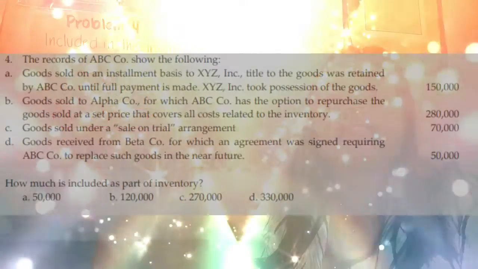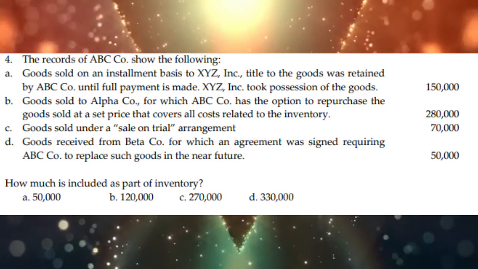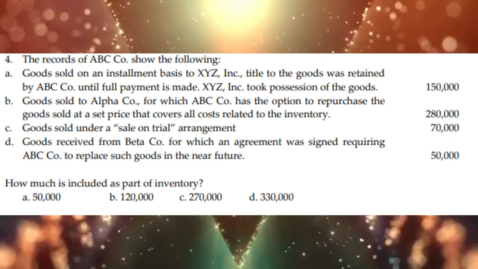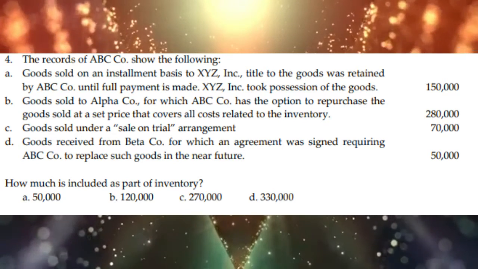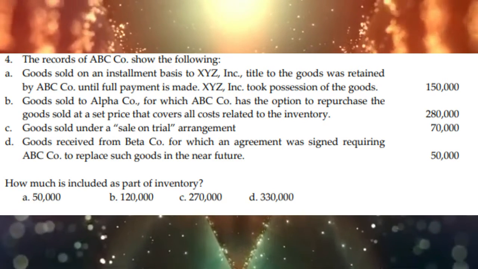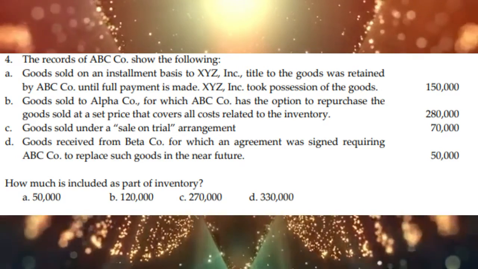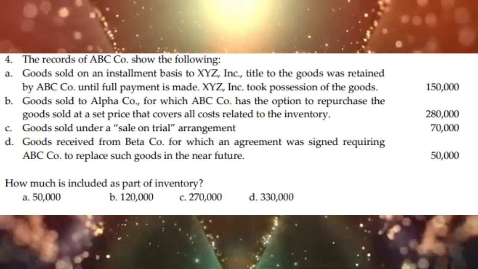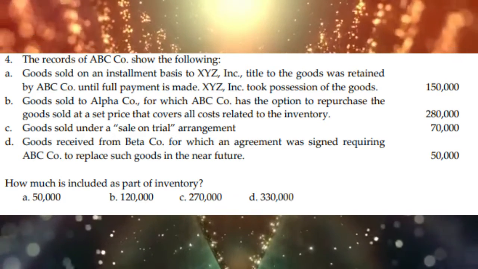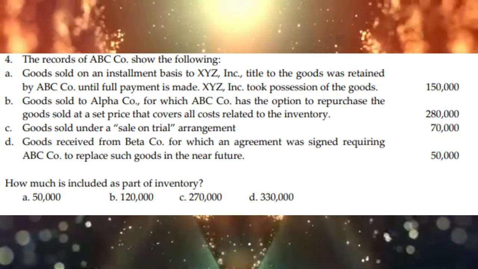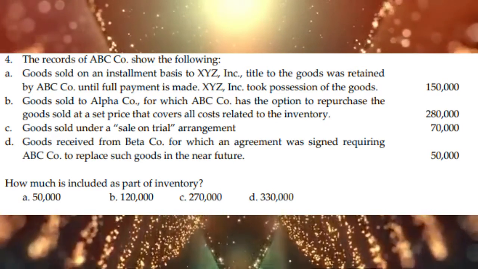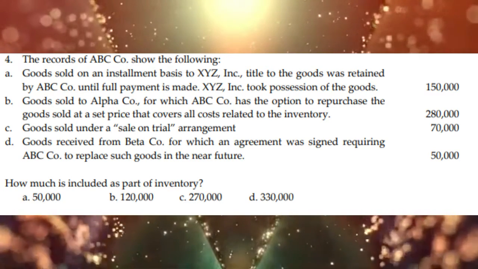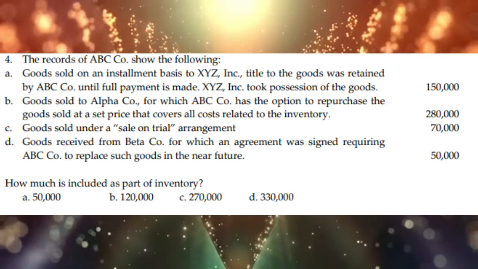The records of ABC Corporation show the following. A. Goods sold on installment basis to XYZ Incorporated. Title to the goods was retained by ABC Corporation until full payment is made. XYZ Incorporated took possession of the goods, which is 150,000 pesos. B. Goods sold to Alpha Corporation for which ABC Corporation has the option to repurchase the goods at a set price that covers all costs related to the inventory, which is 250,000 pesos. C. Goods sold under a sale on trial arrangement is 70,000 pesos.